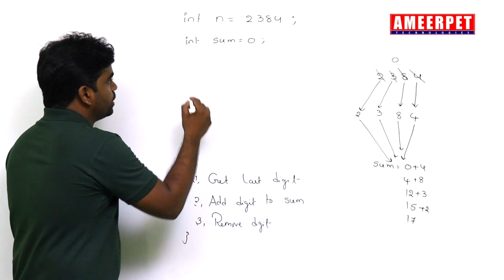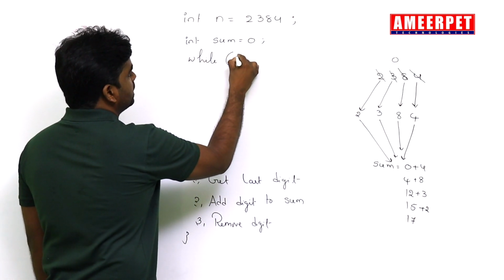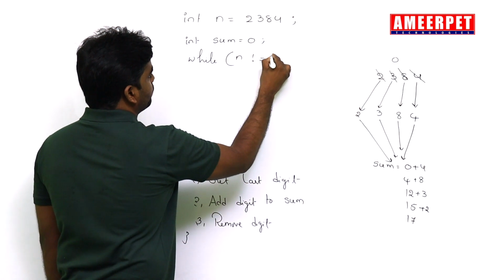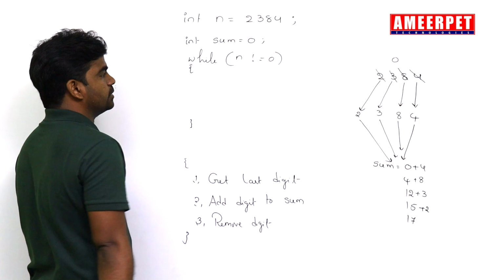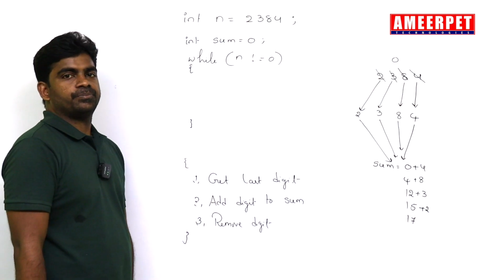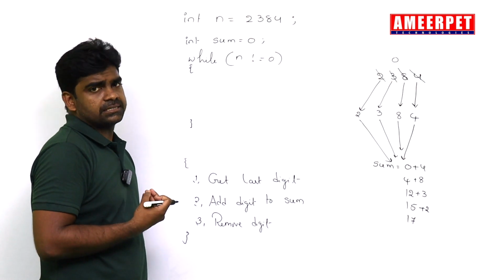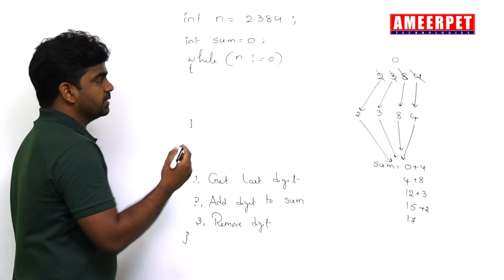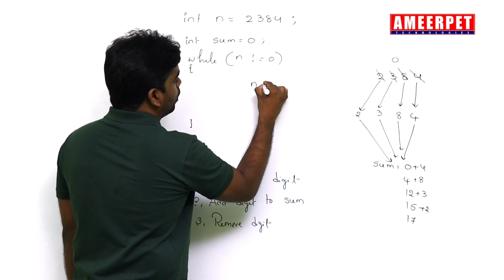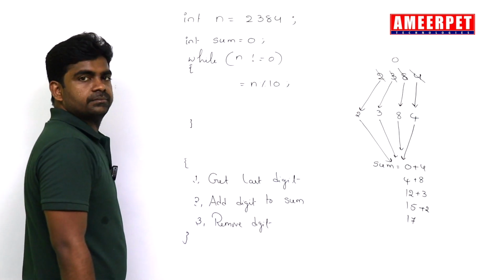Then how many times you have to repeat the loop? While that number is not equal to 0. When it is 0, stop it. So what is the first step? Get the last digit. Sir, how we get the last digit? It's very simple. Just perform mod operation. N mod 10 will give you the last digit of the number.